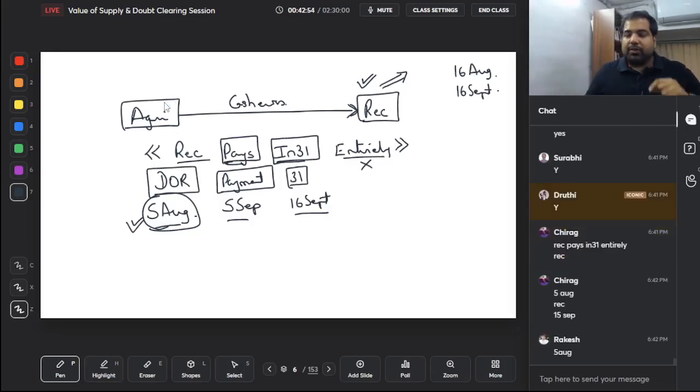So it is as good as fill in the blank, guys. You have to just use the shortcut. Recipient pays in 31 entirely. And what is recipient for? Date of receipt. What is payment for? Date of payment. What is 31 invoice? Means 31 days from the date of invoice. Earlier of these 3.